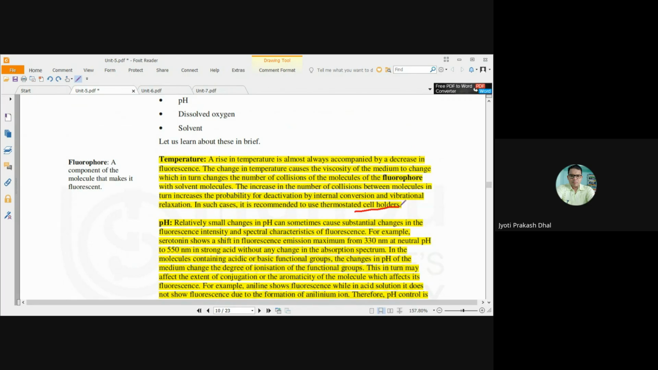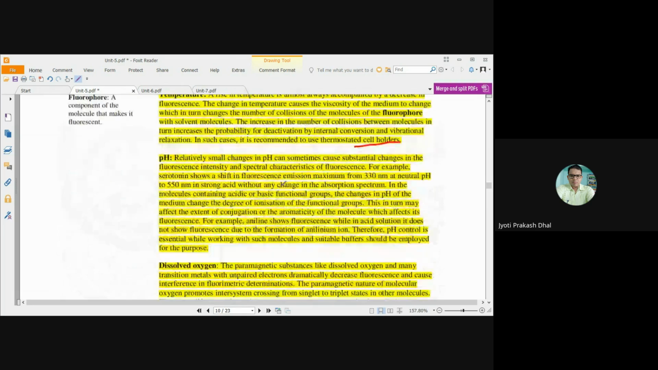thermostated cell holders. So that means if temperature is increased, the molecules will undergo collision more rapidly. So they will lose their energy from the excited state by different non-radiative processes, that is, by internal conversion processes or by vibrational relaxation processes. That's why their fluorescence intensity will decrease. Now coming to the next factor, pH.